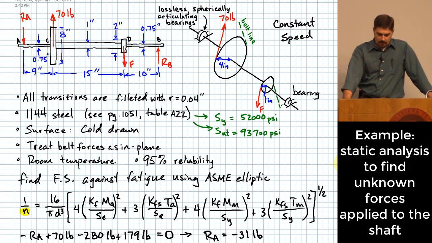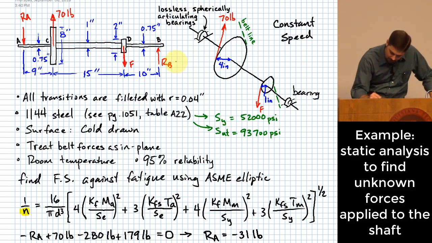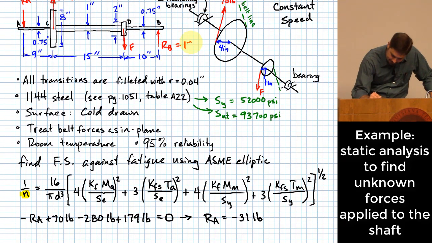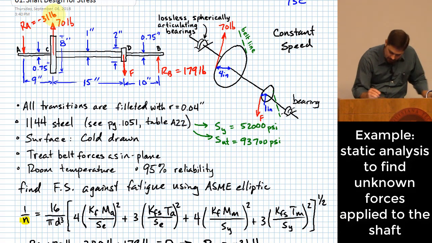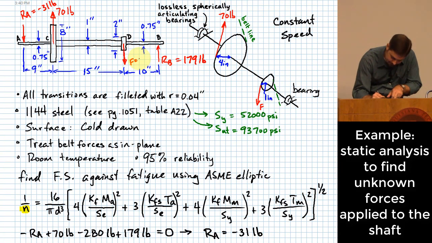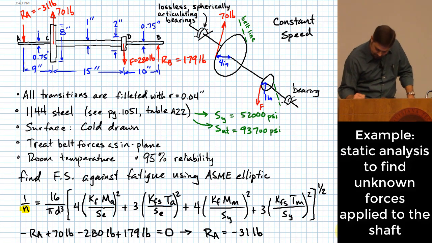Okay? Good job. So now we've got our reactions here. We'll put them on here. RB was what? Let's see, 179. RA is negative 31. And F is 280. Okay, what do you think might be next?